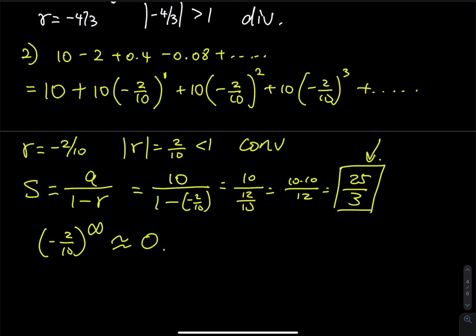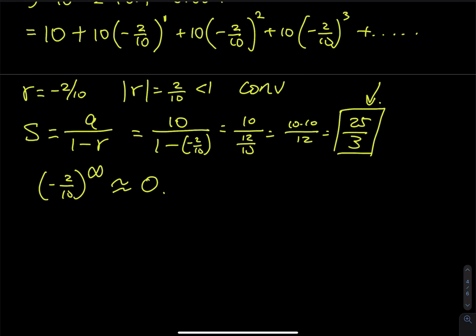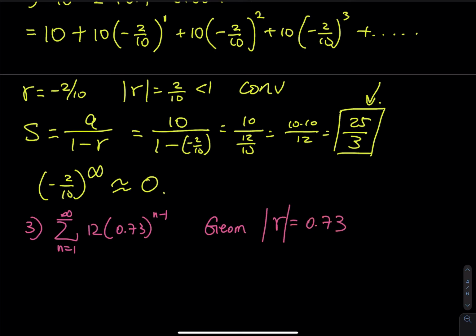All right, so moving on to the next one, number 3. So number 3, we have a sum, n goes from 1 to infinity, of 12 times 0.73 raised to n minus 1. So this is a geometric series. And then the ratio is equal to 0.73. The absolute value of this is less than 1. So that means the series is convergent, right?